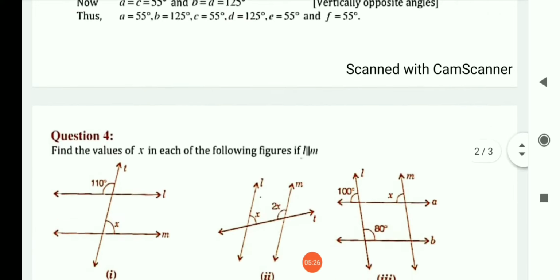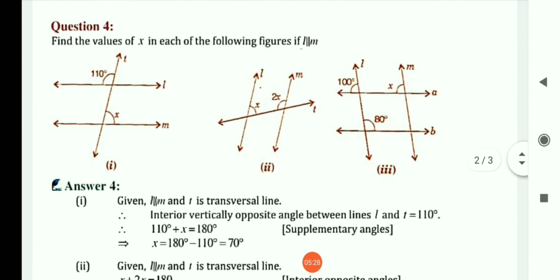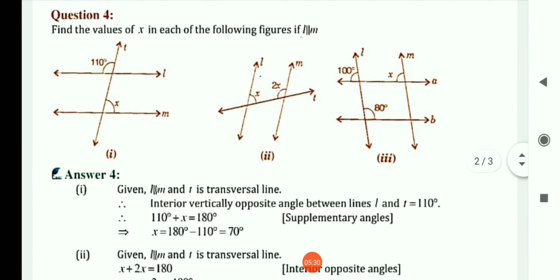Now question number 4 is: find the value of x in each of the following figures if L and M are both parallel lines. You have to find the value of x in all three figures. The first one is L and M are parallel lines and T is a transversal, and this angle is 110. What is the value of x?